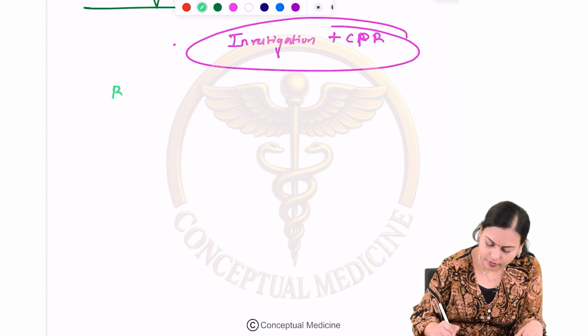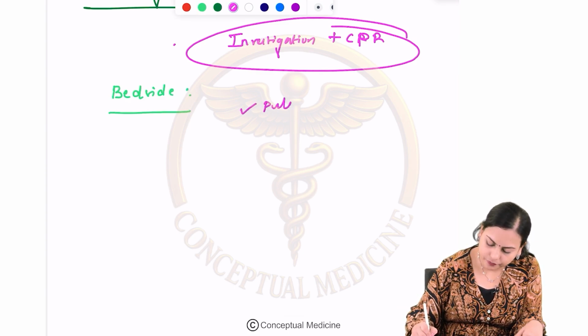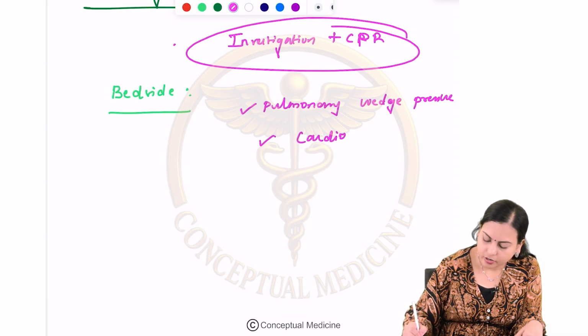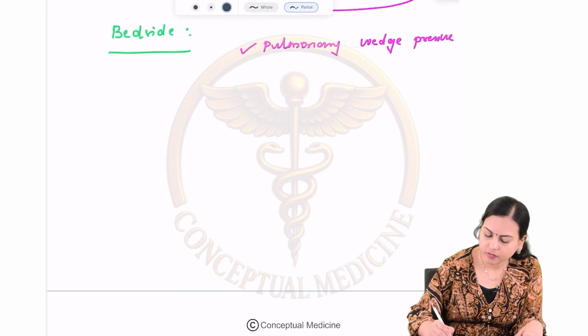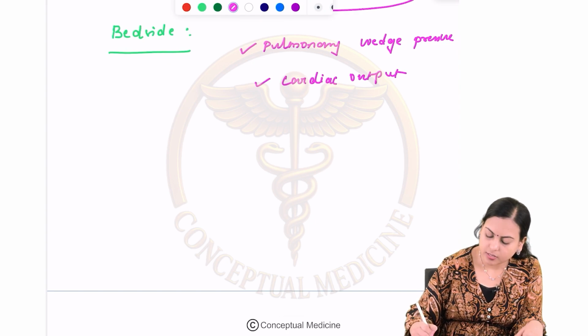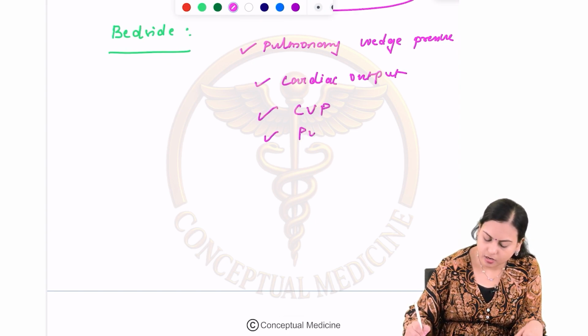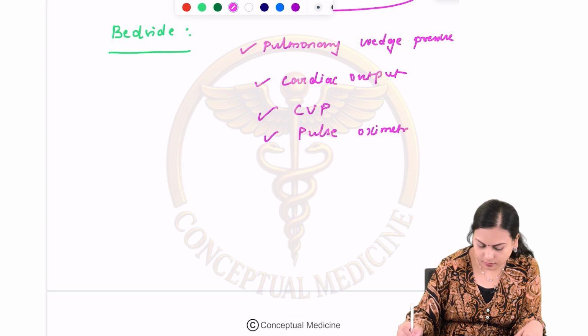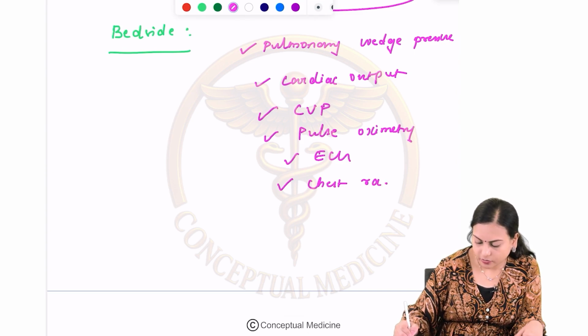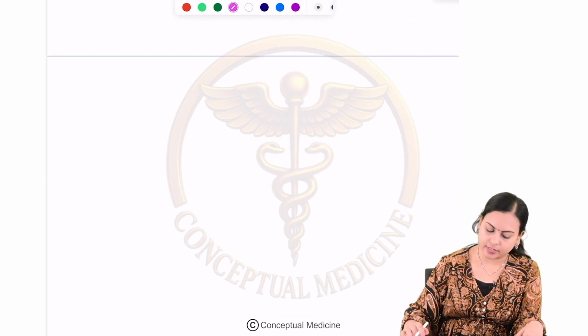Initially we will be performing some bedside investigations like measurement of pulmonary wedge pressure or cardiac output, central venous pressure, pulse oximetry, electrocardiography and chest radiography. These are the initial set of investigations you will perform at the bedside itself.